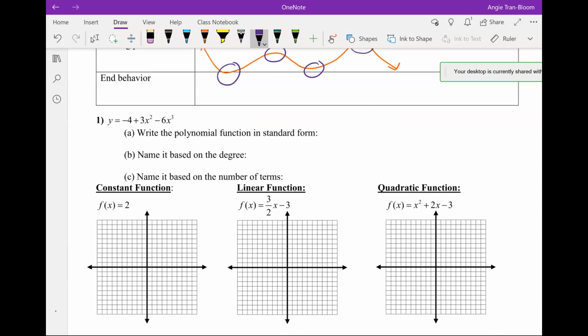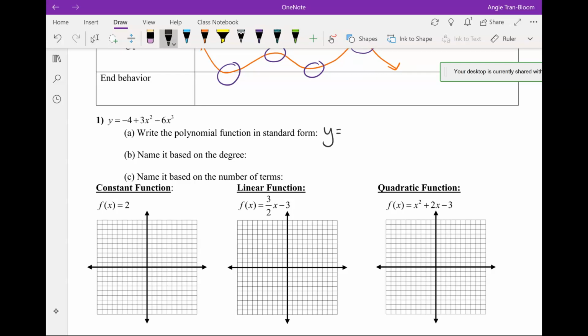Example 1: y equals negative 4 plus 3x squared minus 6x to the third. A, write the polynomial function in standard form. How do we start? Lowest power first or highest power first? Highest power first. So here we go.